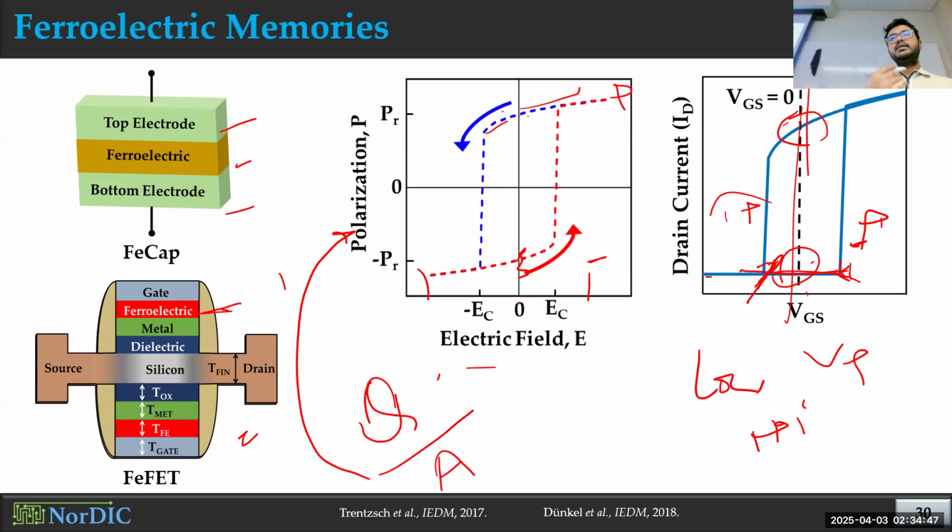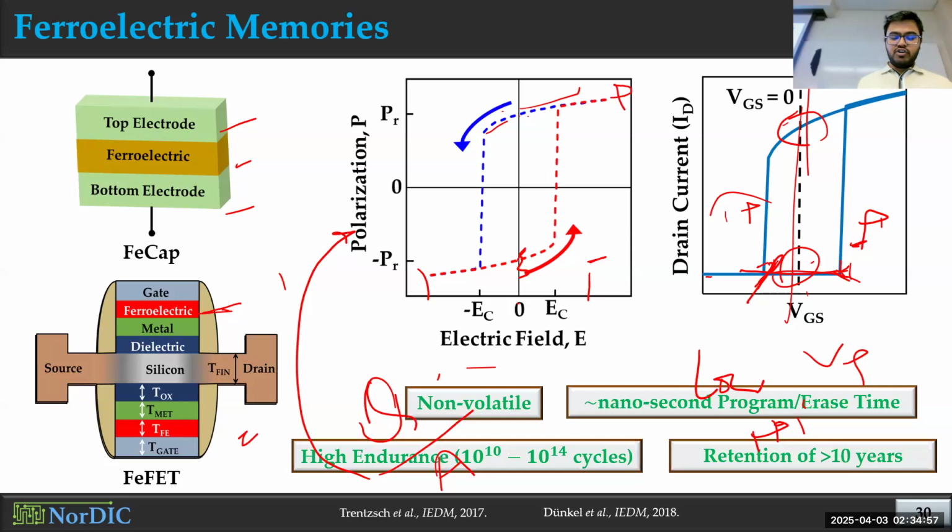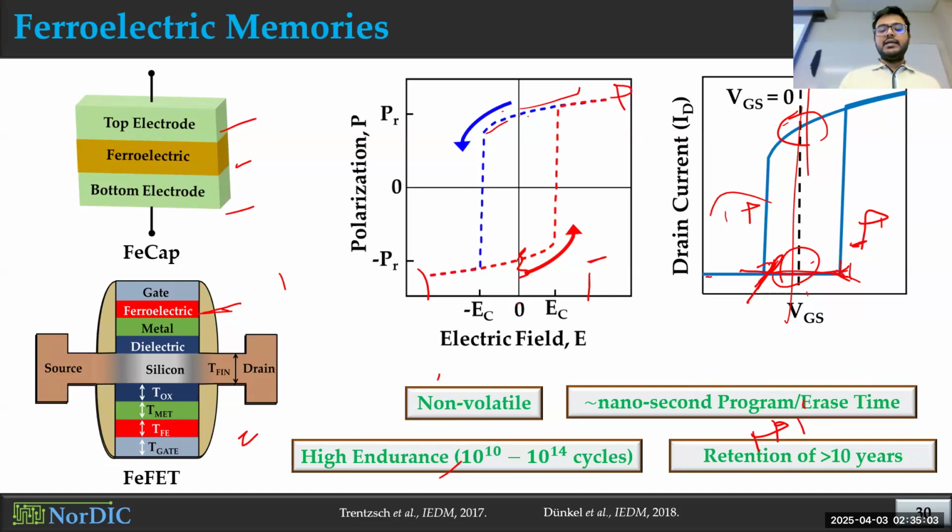If you can detect the change in the channel current, whether it is off or not, that's your read operation for the ferroelectric memory. And again, this memory is non-volatile, as I explained. If you remove the voltage, it can remember its polarization states. And similar to the memristor, their speed is higher. They have high endurance and long retention time, right? So you have all the advantages there.